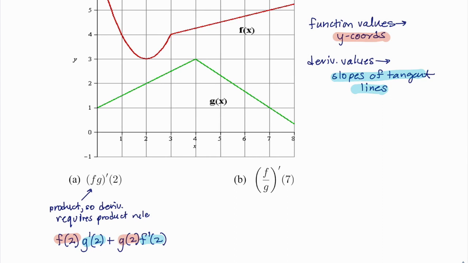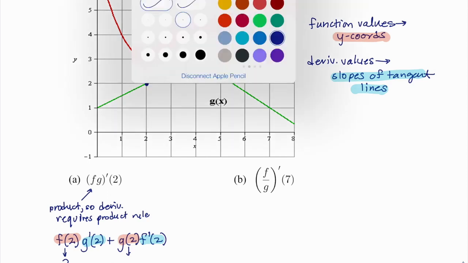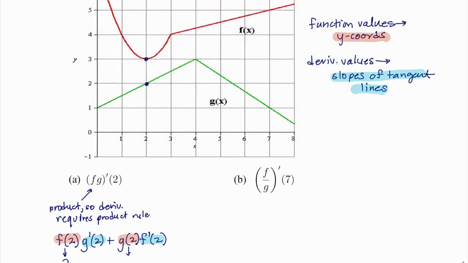So the y-coordinate of f when x is 2, that appears to be 3. And the y-coordinate of g when x is 2, that appears to be 2. So I've got my function values, and now I need the slopes. The slope of g when x is 2, if I'm looking at this graph correctly, it looks like it's a half because I'm going up 1 and over 2 for that line. So g prime of 2 is going to be a half.